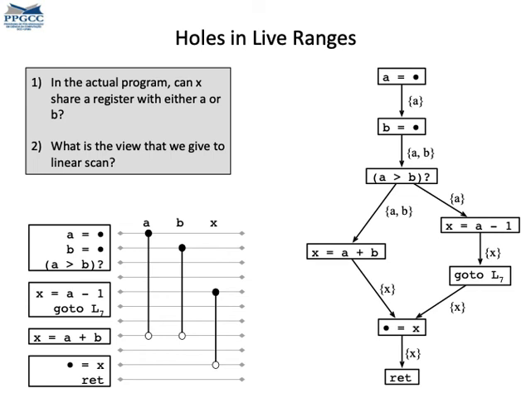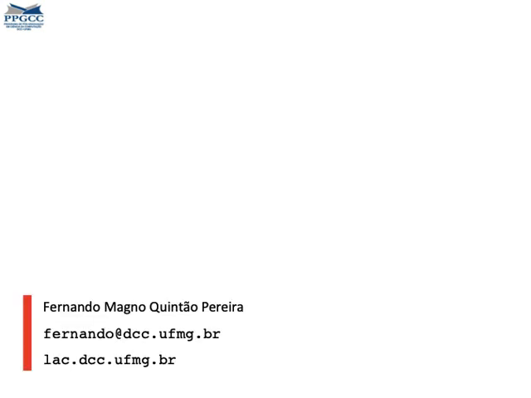However, any linearization of this program would force us to use three registers. The thing is that with intervals, depending on how we lay out the basic blocks, we cannot model the fact that variables x and b are not alive together. And this example closes our class on linear scan.